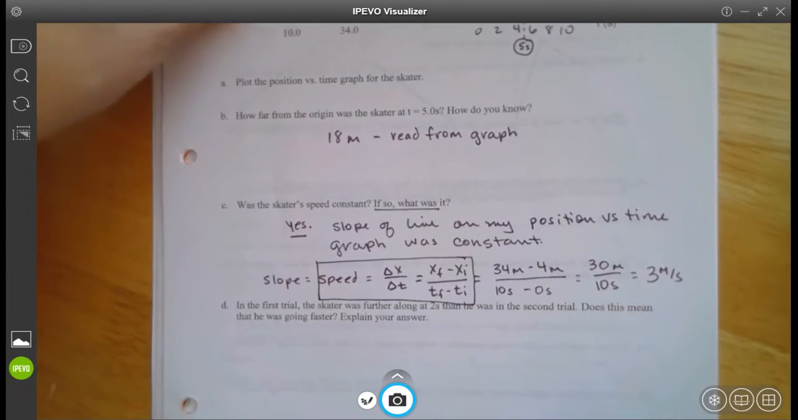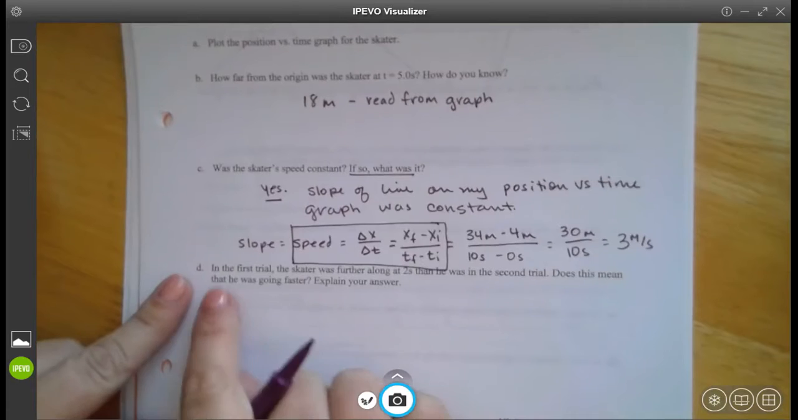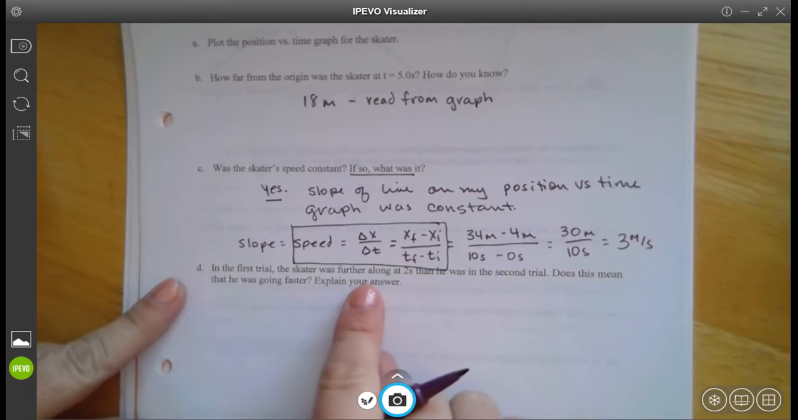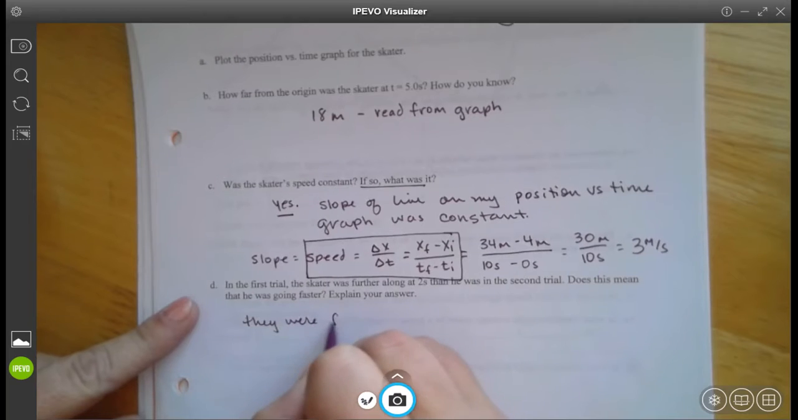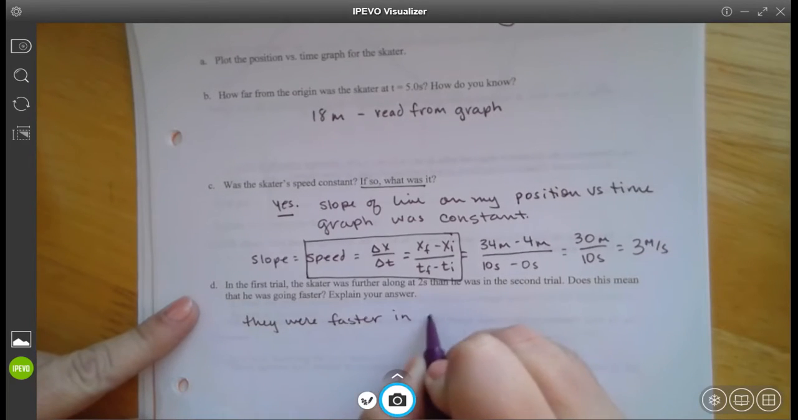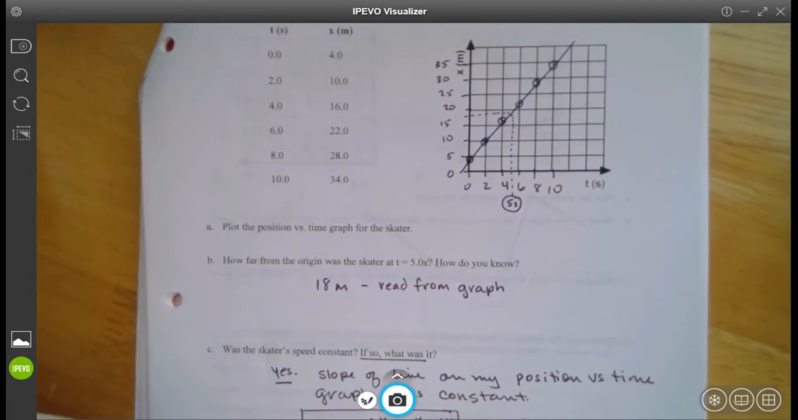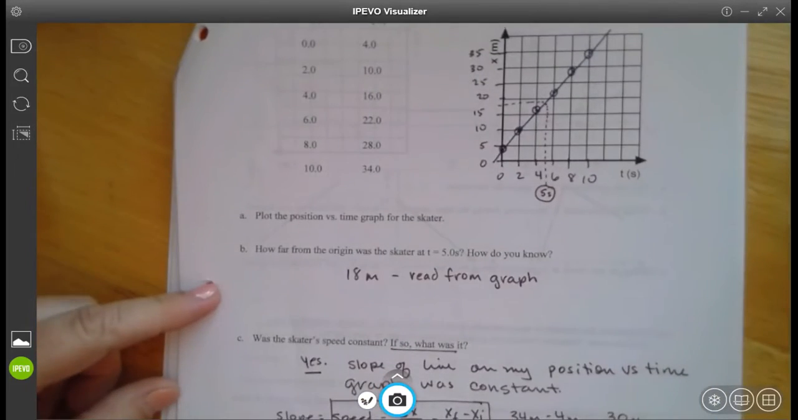How does that compare to yesterday's problem? Yesterday's problem, we came up with 2 meters per second as our velocity. So our skater was actually going faster. So down here for part D, they were farther along at 4 seconds. Does it mean that they were going faster? Well, they were going faster. They were faster in problem number 2. But in problem number 2, they also started at a different position. In problem number 2, they started at 4 meters. In problem number 1, they started at 10.